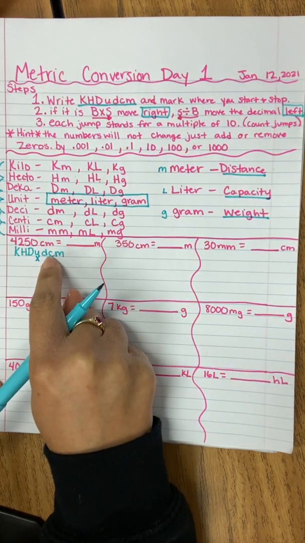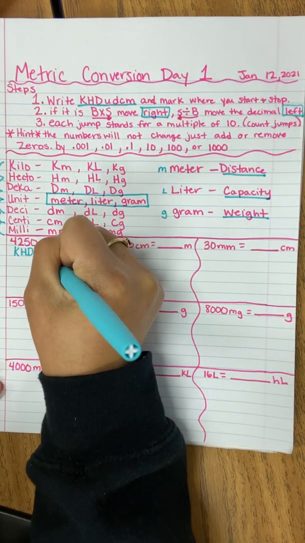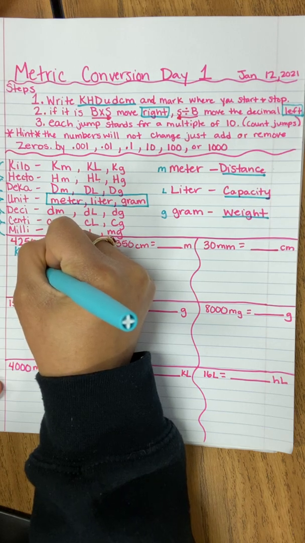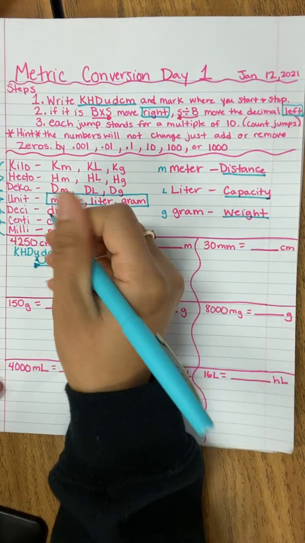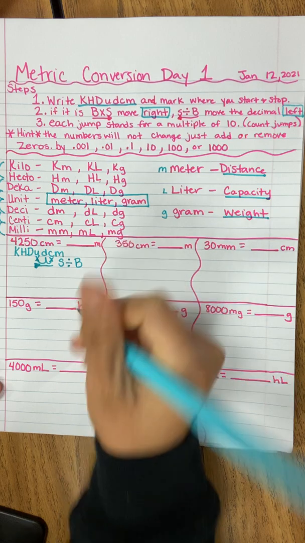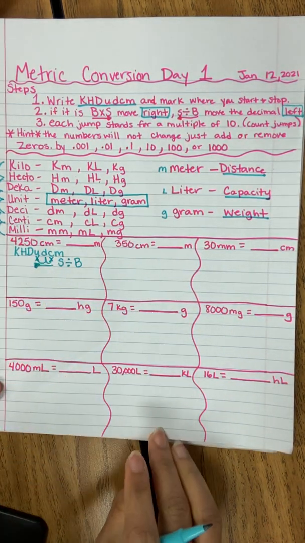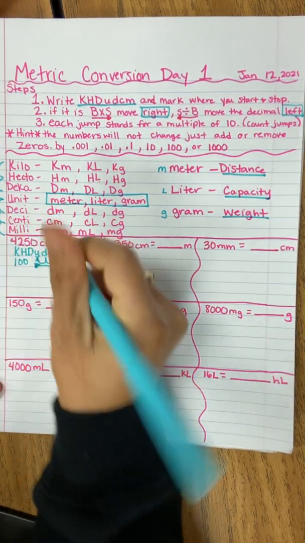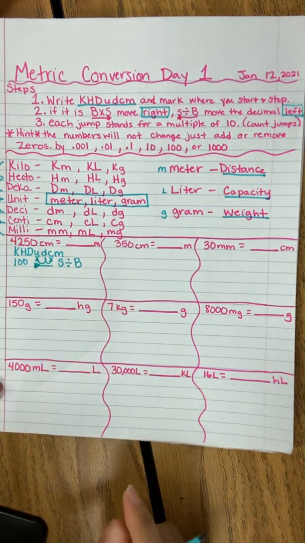So I'm going from centi to meter, 2 jumps, and it is moving to my left. If it's moving to my left, I know that this is a small to big problem, and I'm going to be dividing. I told you that each jump stands for 10. 10 times 10 is 100. Or you can count each jump as zeros. 1 0, 2 0. That would still give me 100.